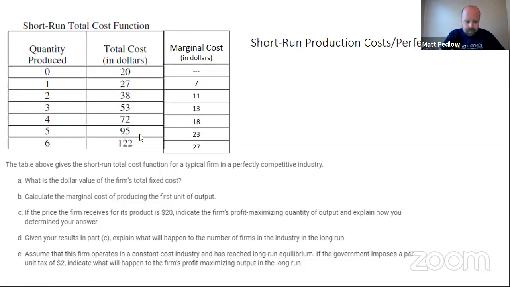And then E, if they operate in a constant cost industry and they've reached long-run equilibrium and they put a per unit tax, what's going to happen to output? Now, they didn't say in the short run. They said in the long run. In the short run, it's going to drive up your marginal cost, but in the long run, price, marginal cost, and average total cost are all going to increase by $2, so there would be no change in output. Everything's shifting up exactly by $2, so your output stays the exact same.